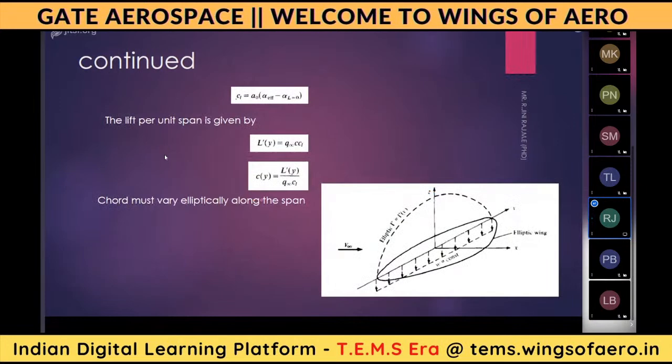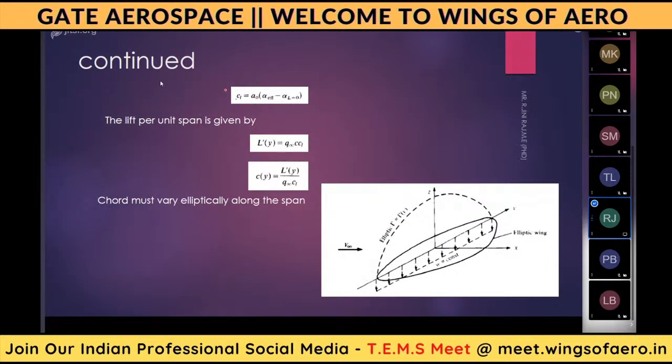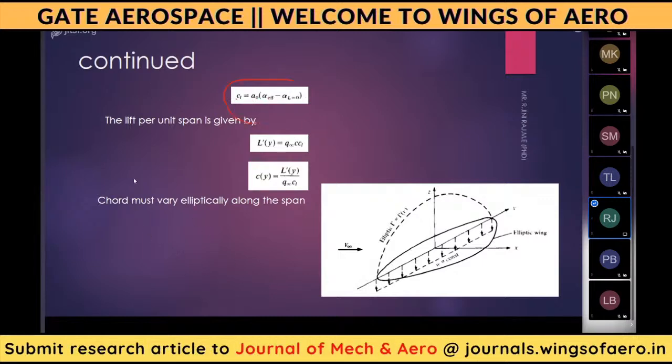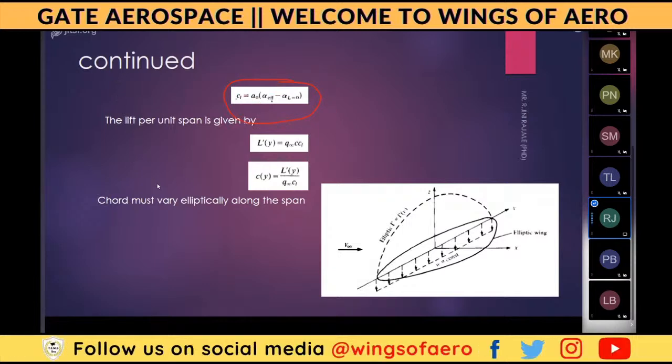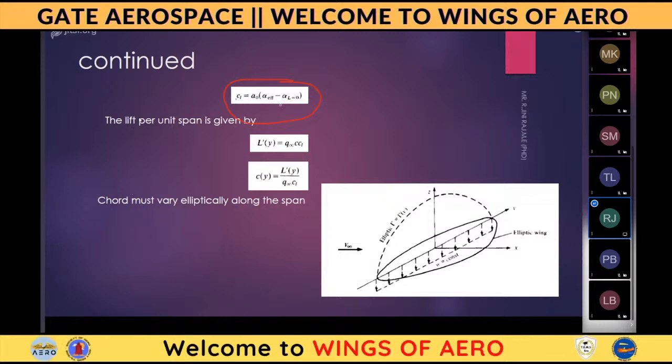Okay, then. CL is equal to another term for the lift coefficient. CL is equal to this formula, and we have already seen it in the airfoil geometry in the last session. That is, CL is equal to a naught into (alpha effective minus alpha L equal to 0).